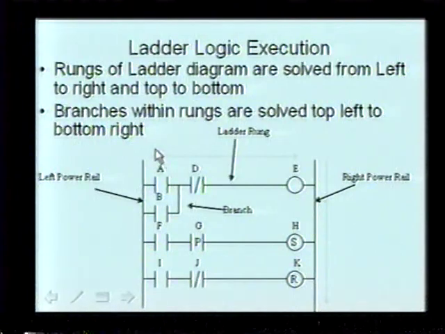Rungs of a ladder diagram are solved from left to right and from top to bottom. Branches within rungs are solved top left to bottom right. So in this example, this is A ORed with B, ANDed with not D equals E, or F ANDed with a pulsing G equals set H.